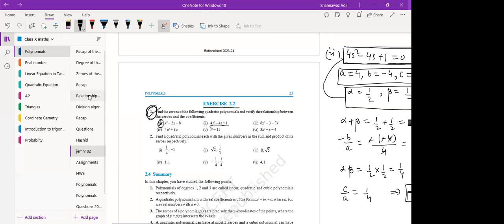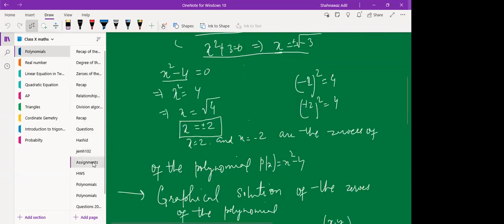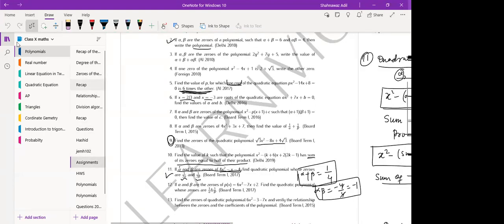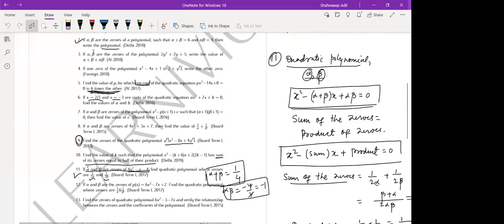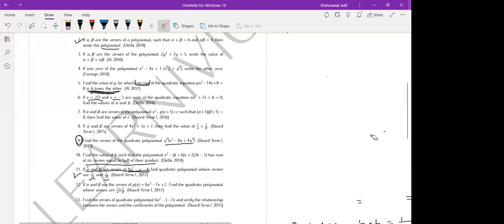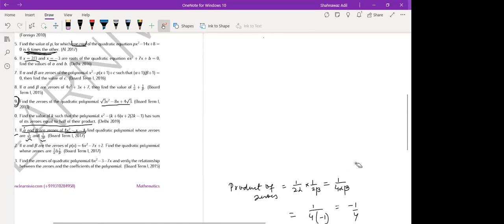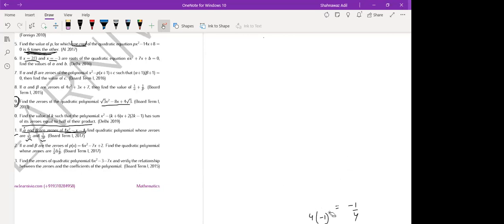Let me check whether I have, which one is the assignment? Yes, this one. Okay, so let us do some different kinds of questions, right? Yes, sir. So this you already know, right? When we have the zeros, then how can we write the quadratic equation, right? Yes, sir.